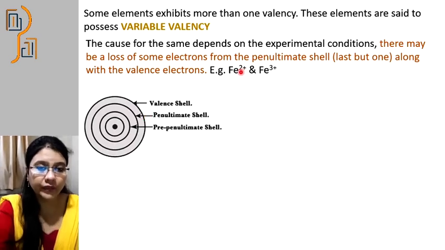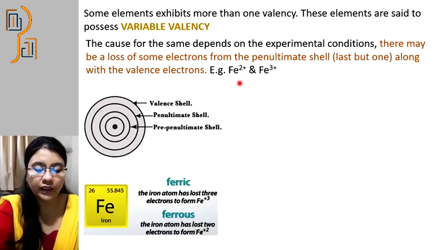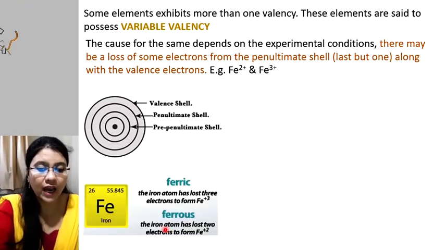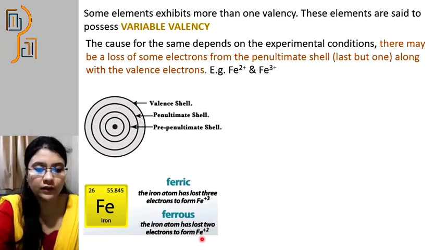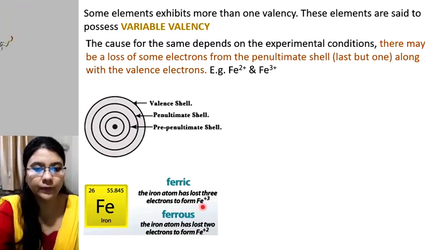For example, Fe2+ and Fe3+. What does this mean? It means when an iron atom loses 2 electrons, it forms Fe2+, and when an iron atom loses 3 electrons, it forms Fe3+.